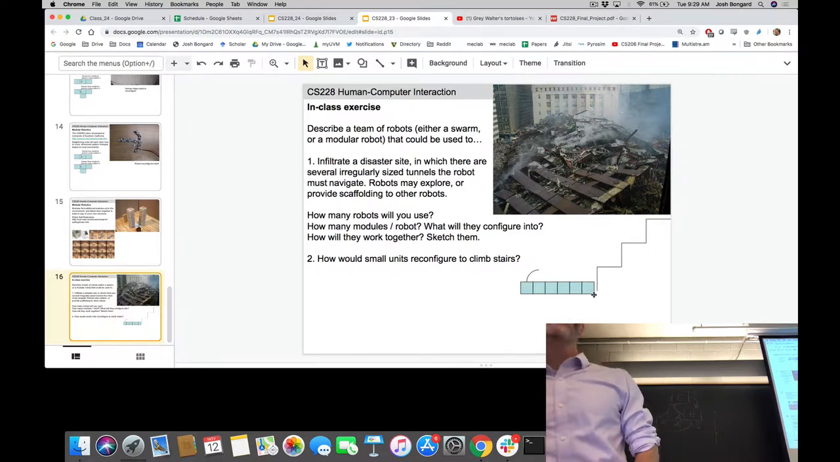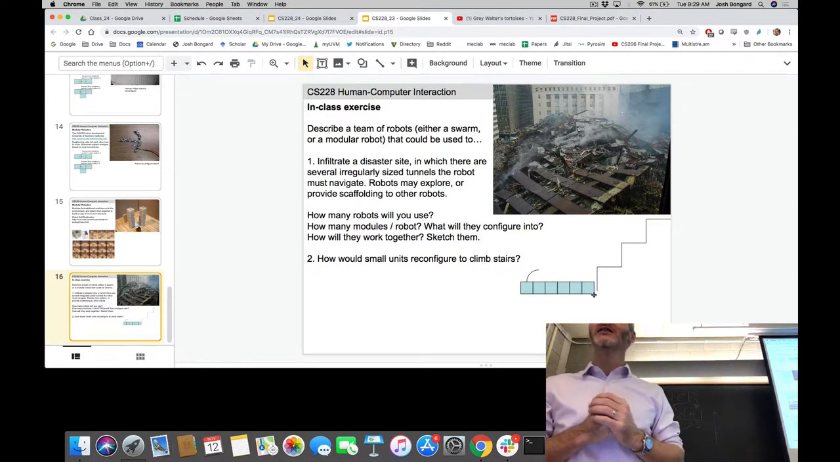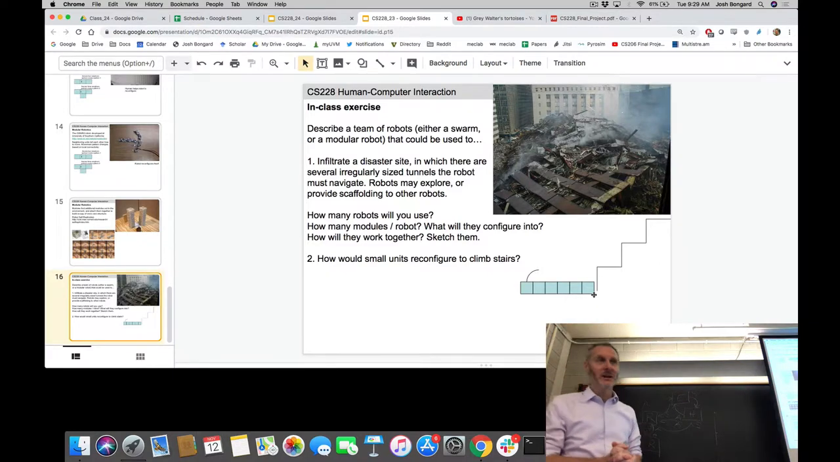I'll give you about 5, maybe 10 minutes to sketch this out. Again, you don't really need to solve the whole problem. Break it down into some of the sub-behaviors here, like being able to move into an irregularly sized aperture, and what are the simple rules that you'll need to get your robot to do that. Okay, I'll give you 5 or 10 minutes, and then we'll see what you came up with. Good luck.